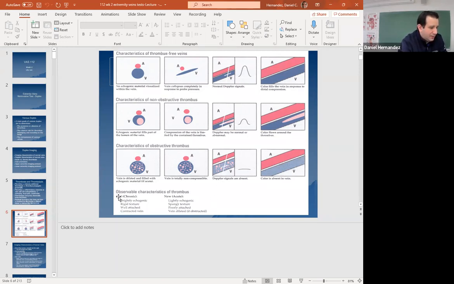Again, it's just a little breakdown between chronic versus acute thrombus. The main things we look for: acute has dilated veins, hypoechoic to anechoic, spongy in texture, poorly attached. Chronic is brightly echogenic, well attached, and the veins are typically contracted.